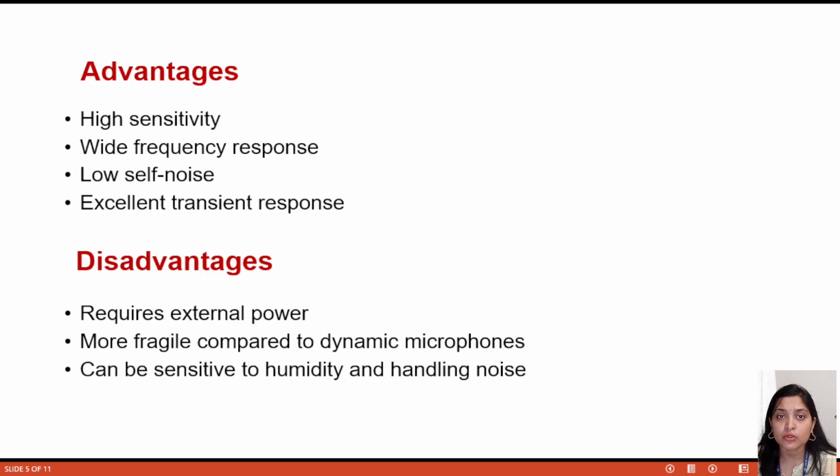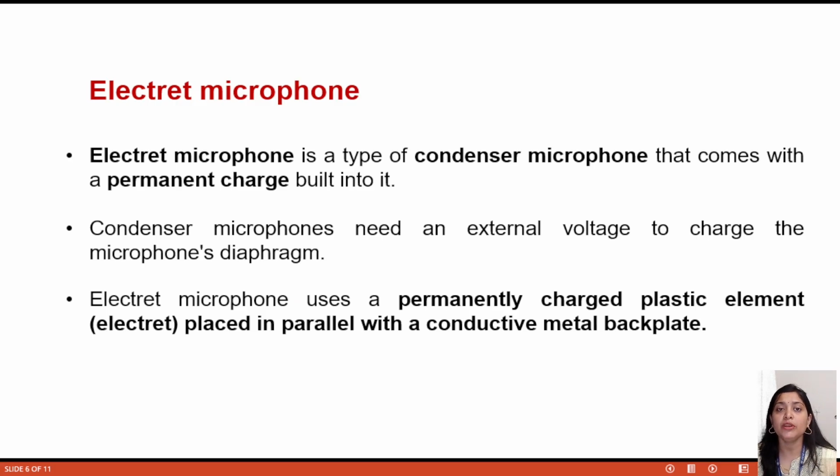Okay, so now we are coming to the electret microphone. Already we have completed the capacitor microphone or condenser microphone, and the same principle will follow for the electret microphone. So I will discuss both these microphones in a single video. It will be helpful for all of you. So what is an electret microphone?